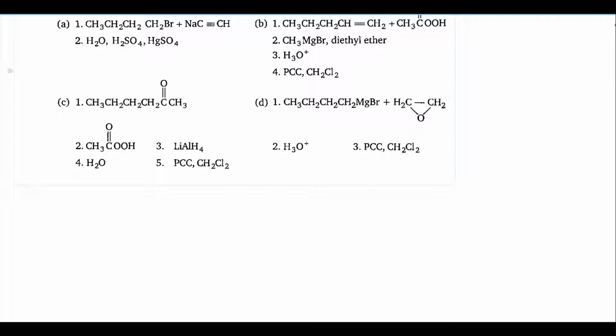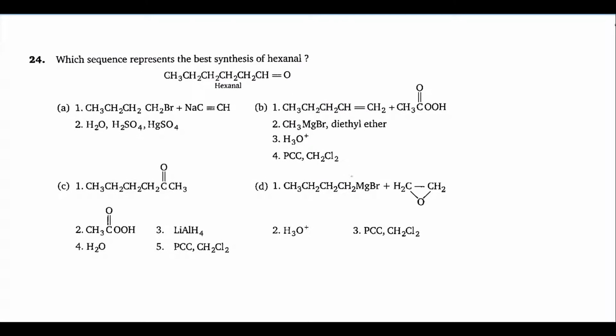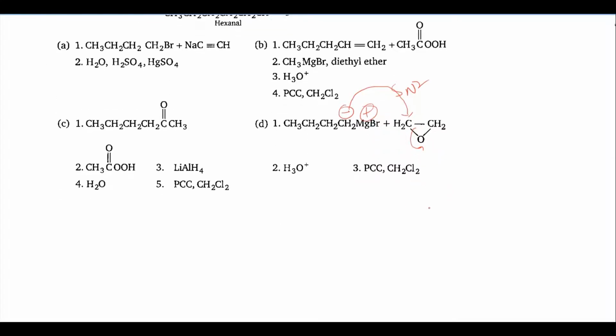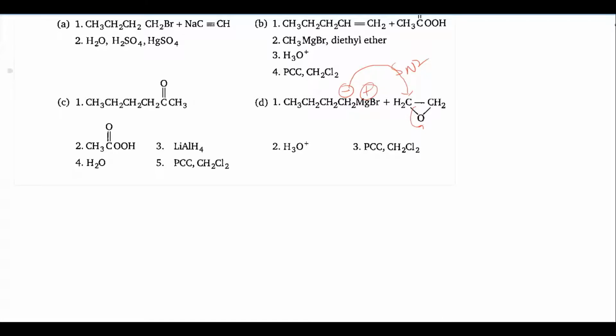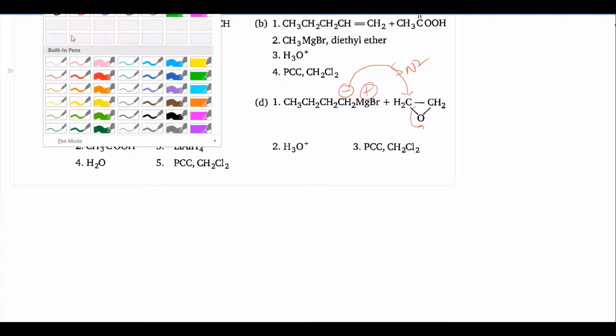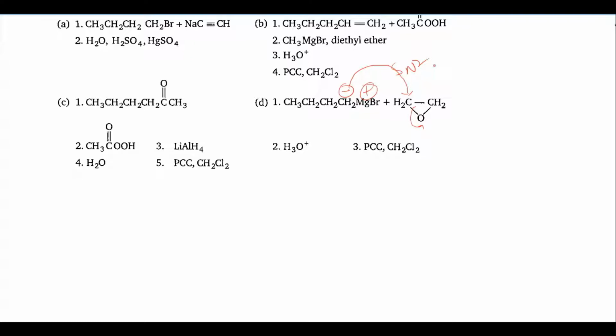The fourth option is the correct answer. Why is the fourth option correct? I am going to tell. This is a Grignard reagent. This is negative and this is positive. So it is like SN2, and the ring is going to open. Please observe here, I'm telling this reaction.